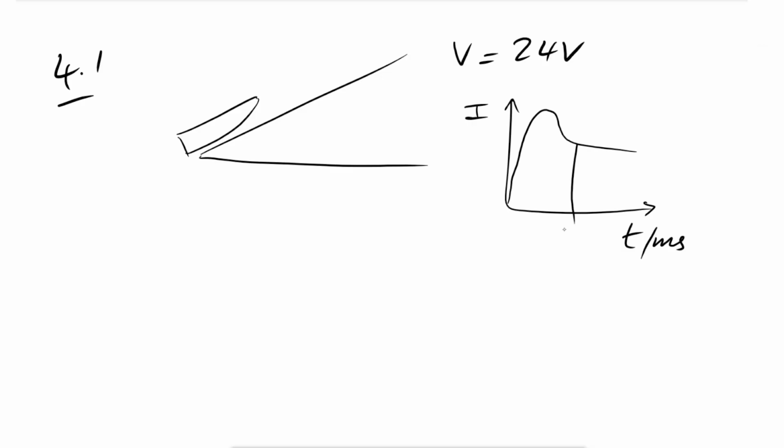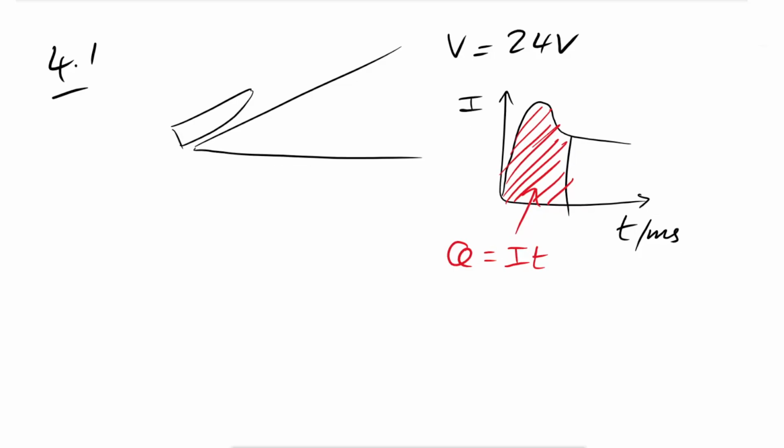So we're looking for this area underneath here, aren't we? That's going to give us the charge, because charge is equal to I times T. And so if a graph is I against T, then it's going to give us the charge underneath. So I reckon the bottom bit, just the rectangle, is 3 times 8, so that's 24 big squares.